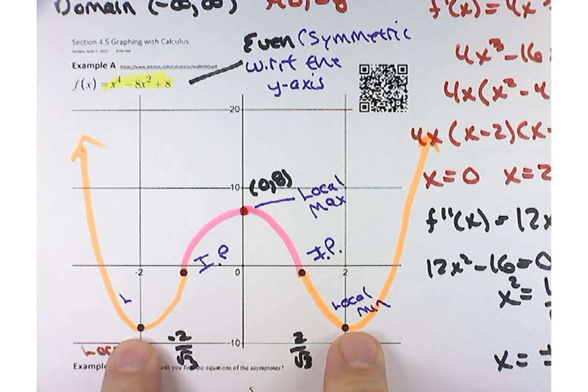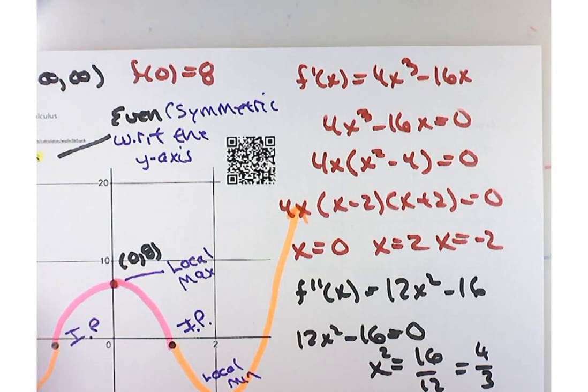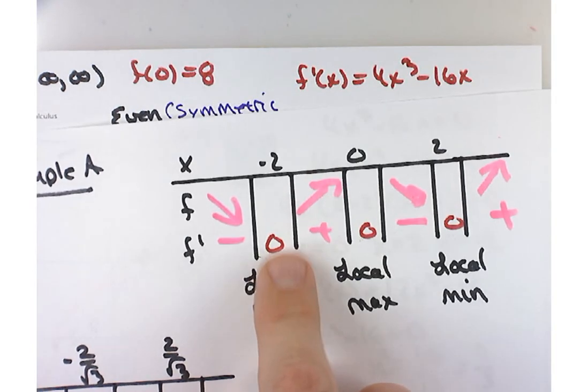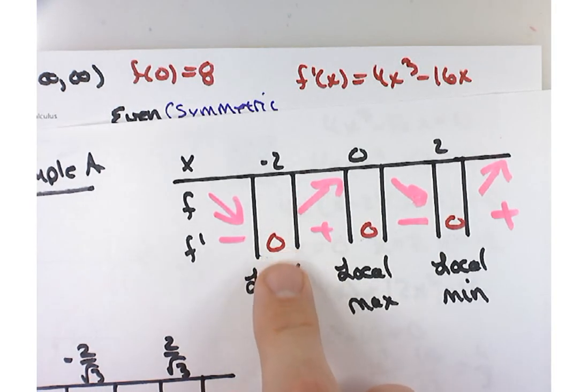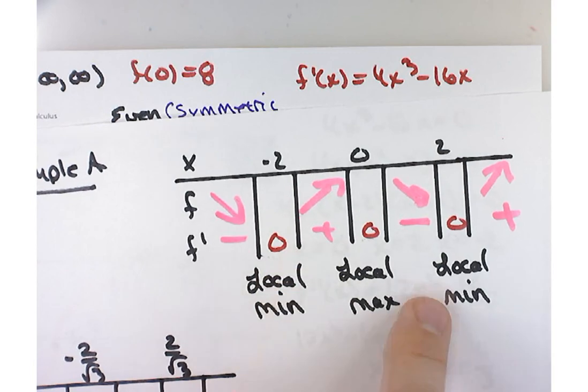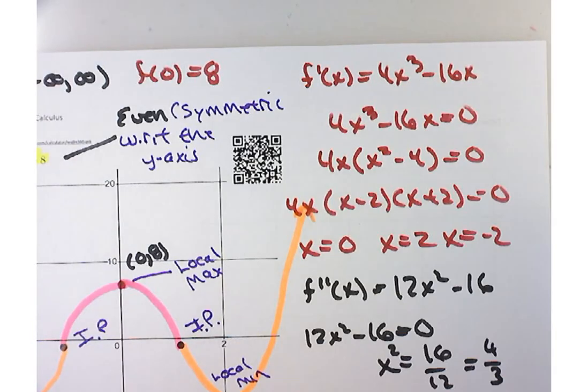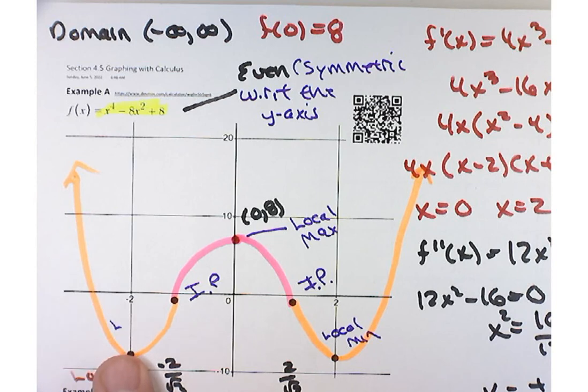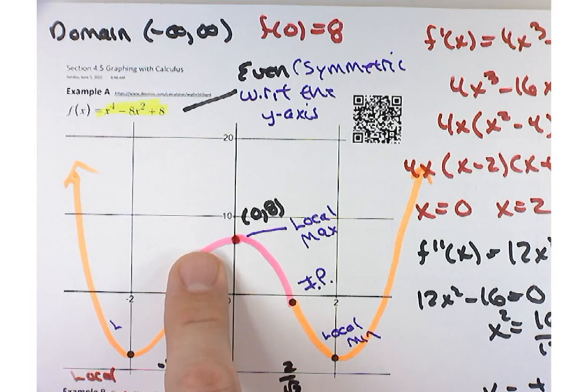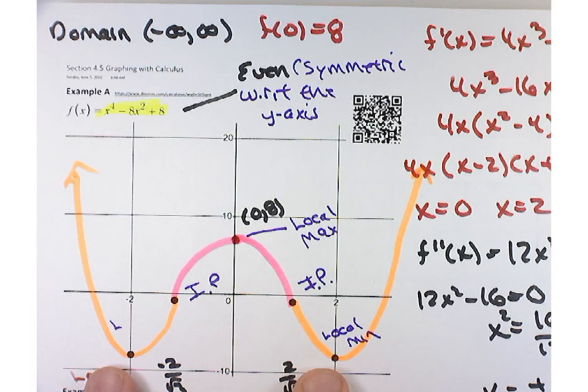Now, when you first look at this, it's tough to know that this is an absolute min versus a local min. So that's why I'm just in the habit of writing local min there. But on further reflection on this graph, if the graph is coming down to here and then goes up, one of these would have to be an absolute min, at least one of them. And because it's symmetric, they're both absolute mins.